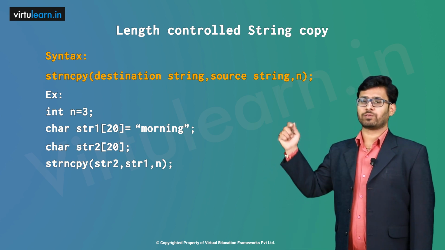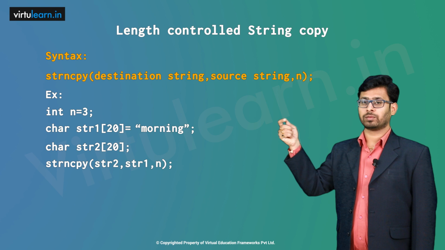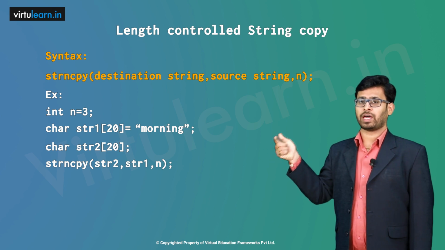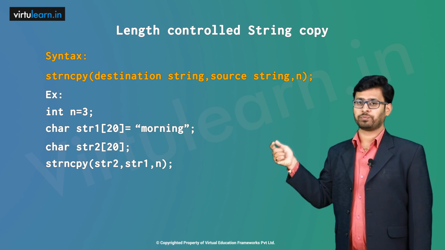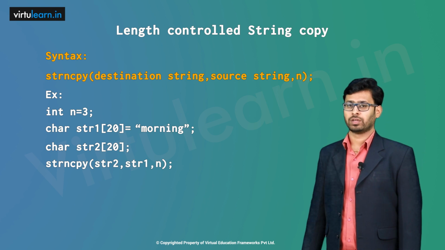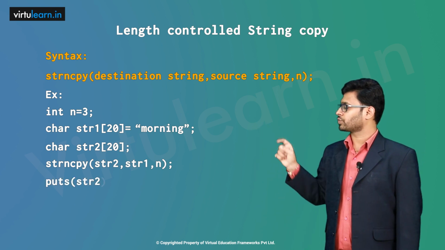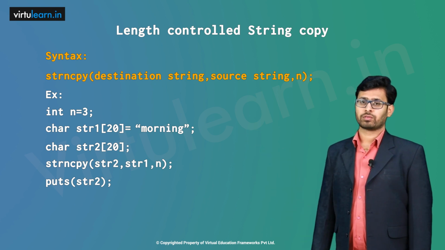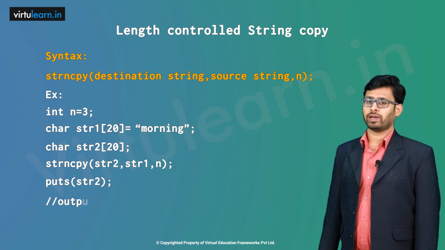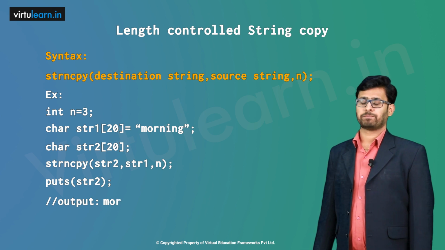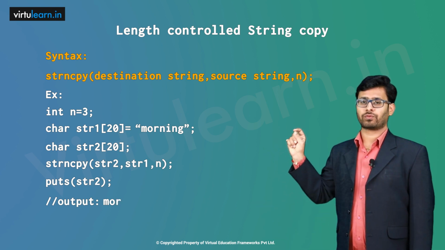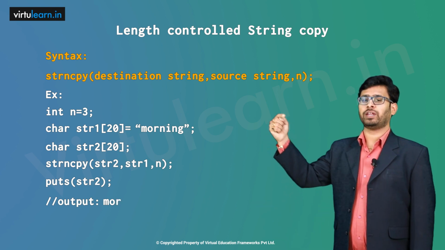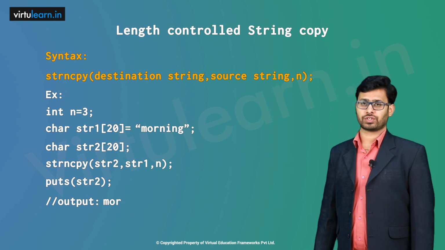According to the n value, which is 3 here, it will copy the 3 characters of the source string into the destination string. Now if we see puts of str2, that is puts of string 2, then we will get the output as MOR. That is, the 3 characters from the source string are being copied into the destination string.